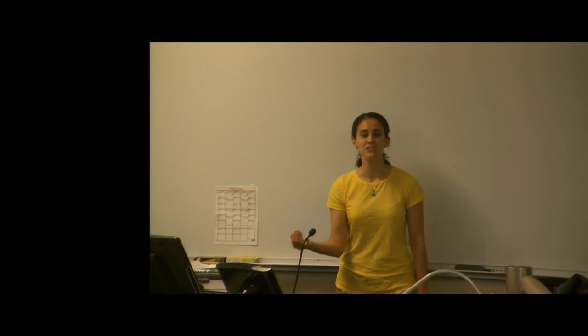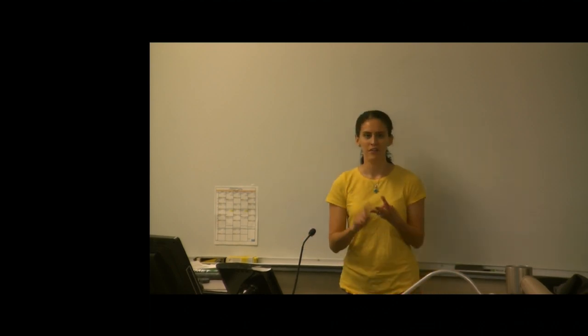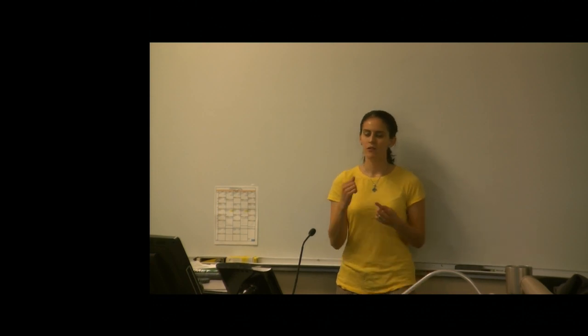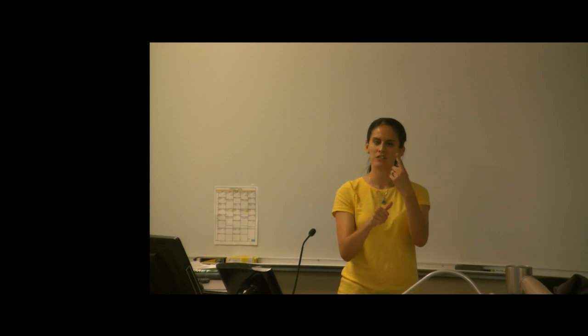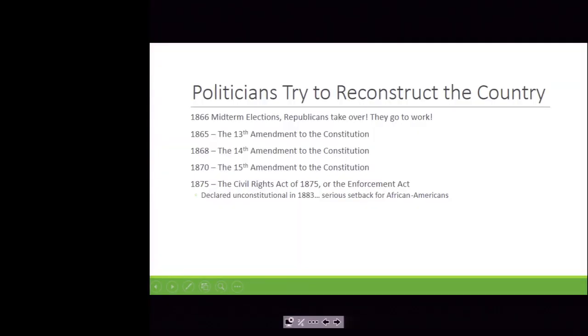Now that they have citizenship, they need the right to vote. The 15th Amendment gives freedmen the right to vote. So the 13th Amendment abolishes slavery, the 14th Amendment makes them citizens, and the 15th Amendment gives them the right to vote. Very important new set of laws, new set of statutes that come out of that Republican-controlled Congress.